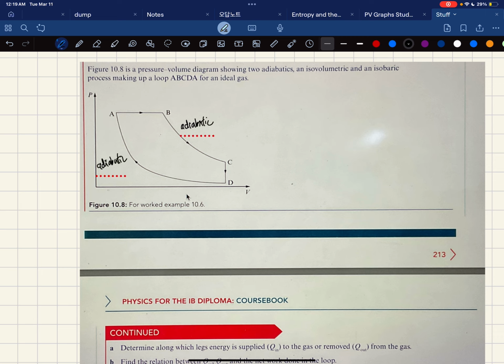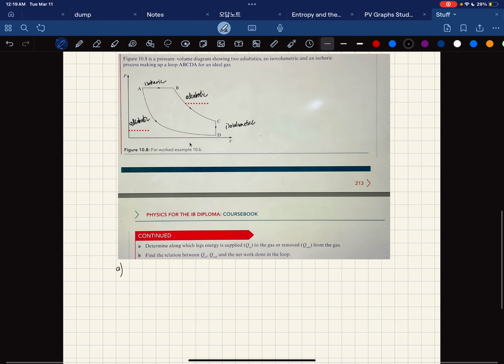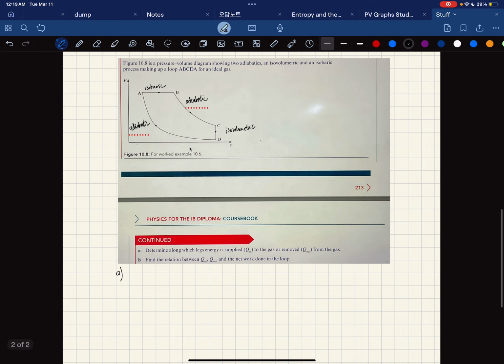And this would be isobaric because pressure is the same from A to B. So this is isovolumetric because from C to D, volume remains the same. Okay, now let's try to solve for A. A asks us to determine along which legs, which curve, energy is supplied to the gas or removed from the gas. Okay, let's first inspect leg A to B.